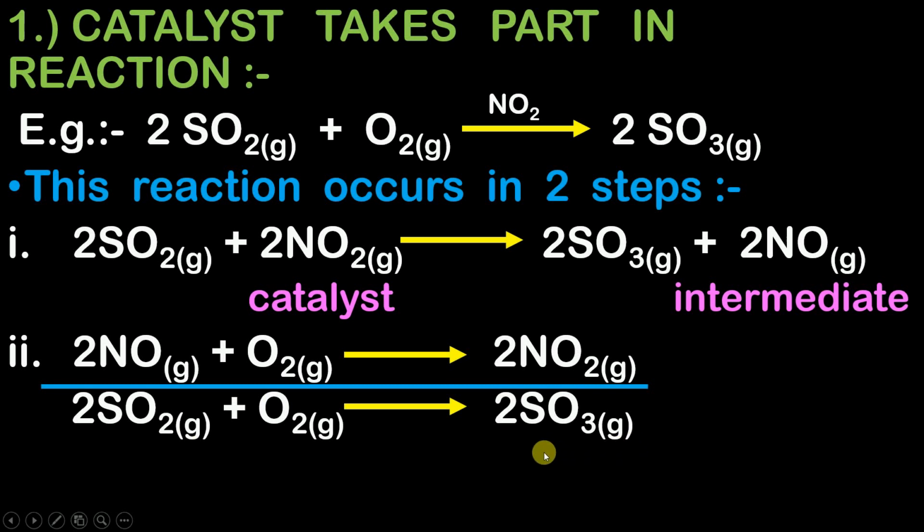Is there any change in the quantity of NO2? No, there is no change in the quantity of NO2. Therefore, NO2 will not appear in the final overall reaction. That is nothing but this reaction, and this is also your overall reaction only. I have just bifurcated and shown you how this overall reaction takes place. This overall reaction takes place in 2 steps. Clear?